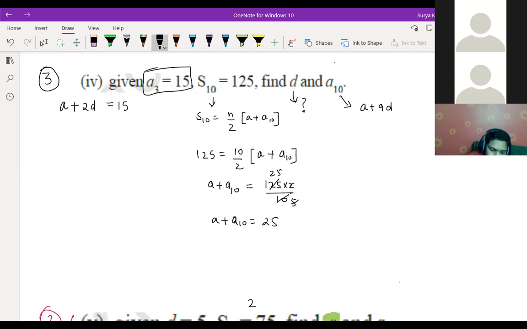And one more thing, A can be written as it is. And for A10, what can we write? A plus 9D we can write or not? So 2A plus 9D is equal to what? 25. Is it clear this much?